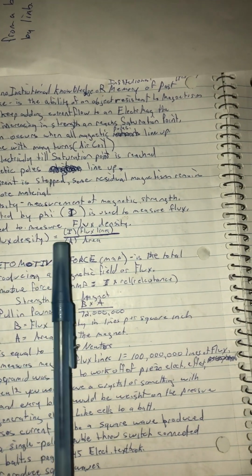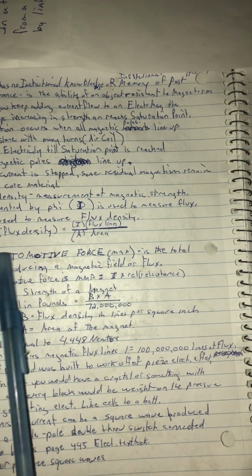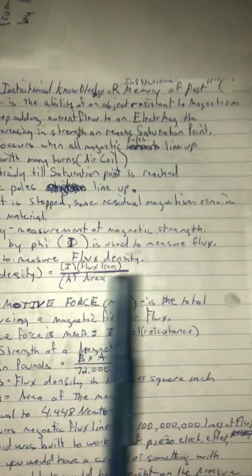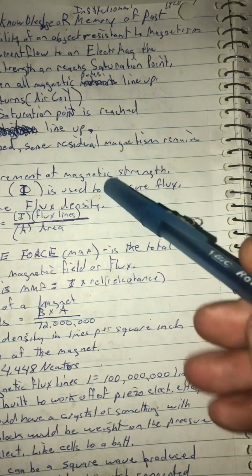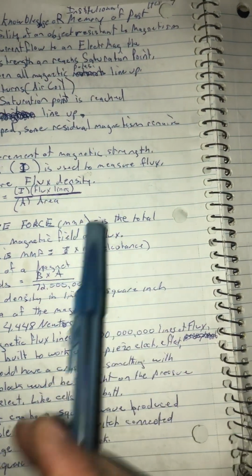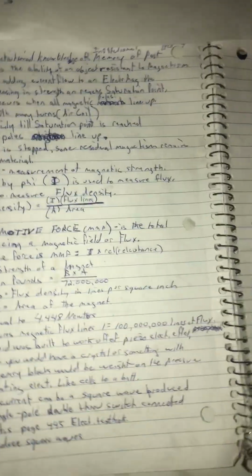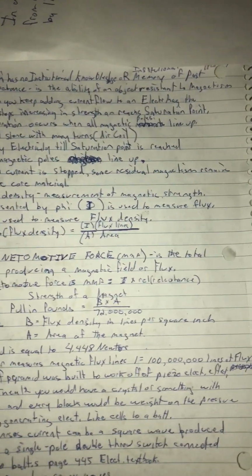B is used to measure the flux density. So here's your flux density, and this is how the equation works. You got your flux lines divided by your area, and that's what should be equal.